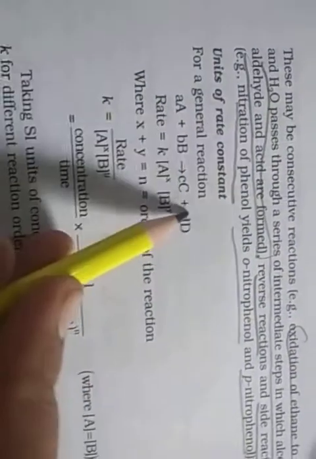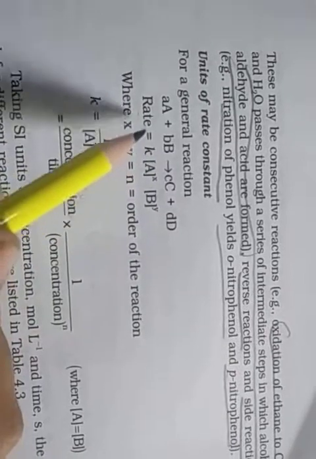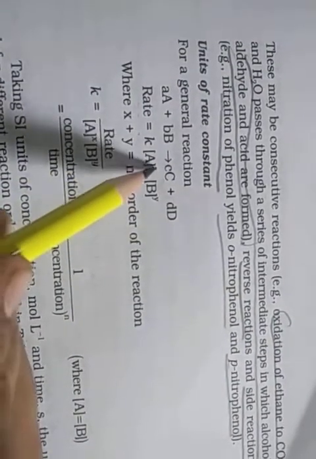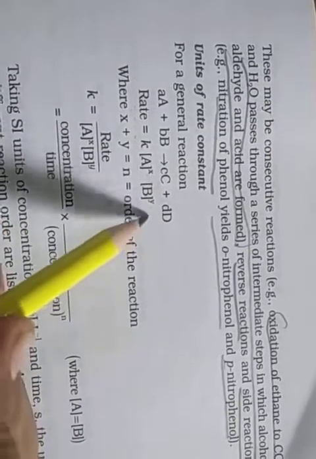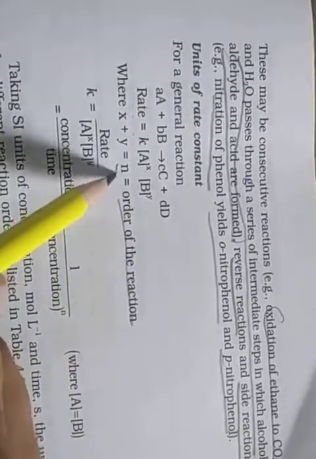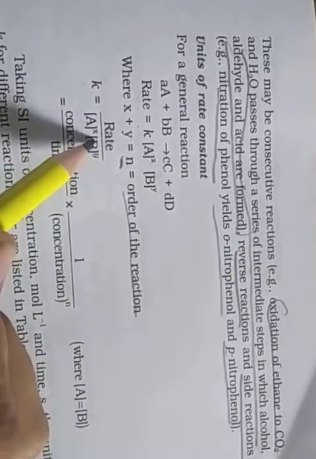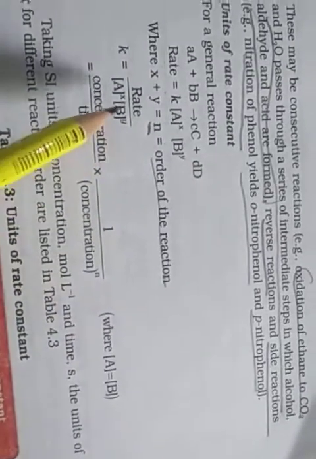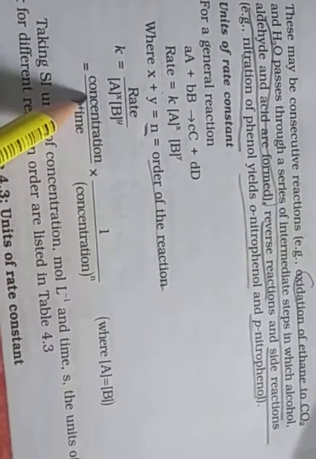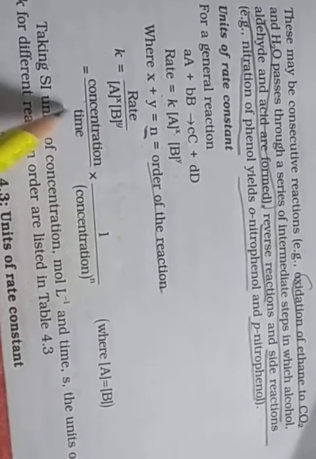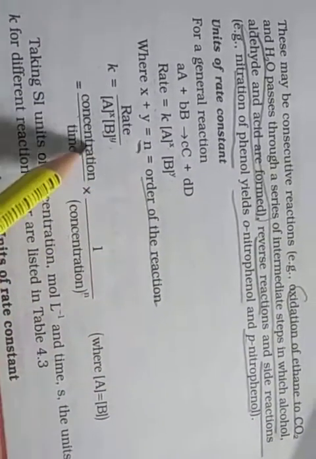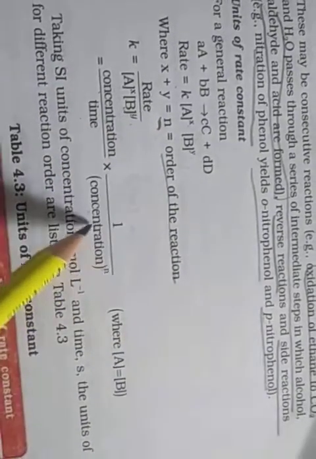Then the unit of the rate constant. The rate law is rate equal to k A power x B power y, and the order of the reaction x plus y is denoted by small n. So k is rate divided by A power x and B power y. Rate is concentration upon time, and the reactant concentration is raised to the power n. So concentration to the power n goes to the upper side as concentration power 1 minus n.